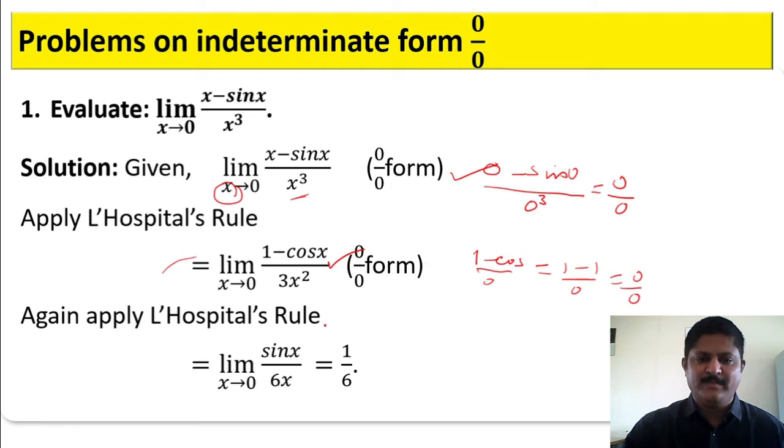Again apply L'Hospital's rule, we get limit of x tends to 0, differentiation of 1 is 0, minus cos x is nothing but sin x, divided by differentiation of 3x square, which is nothing but 6x, which equals 1 by 6, because limit of x tends to 0 of sin x divided by x equals 1. Therefore 1 into 1 by 6 equals 1 by 6. The value is 1 by 6.